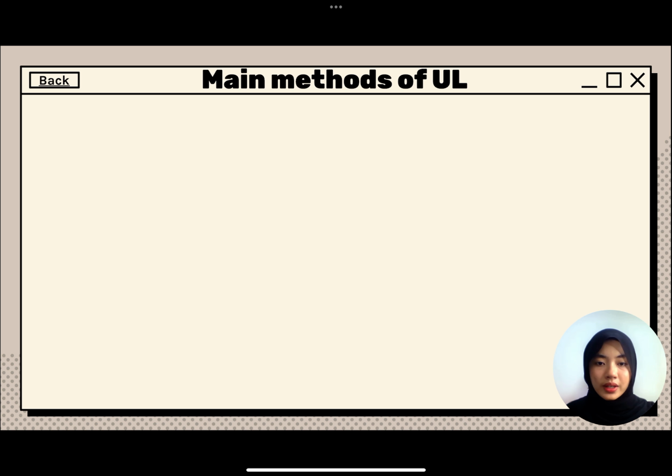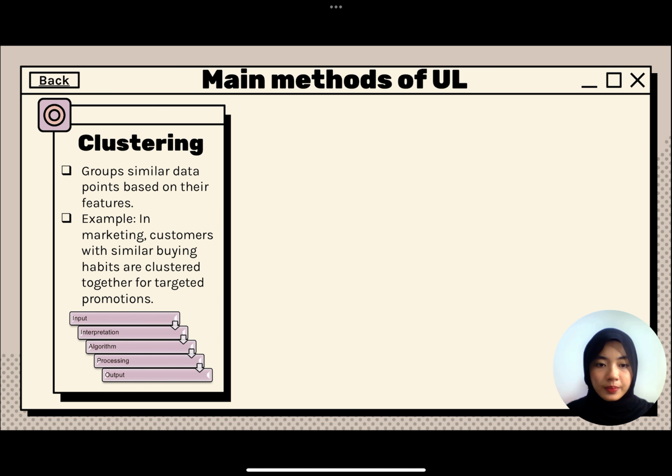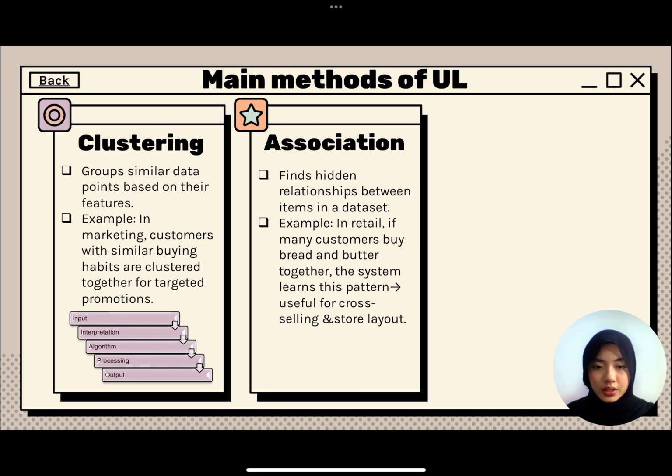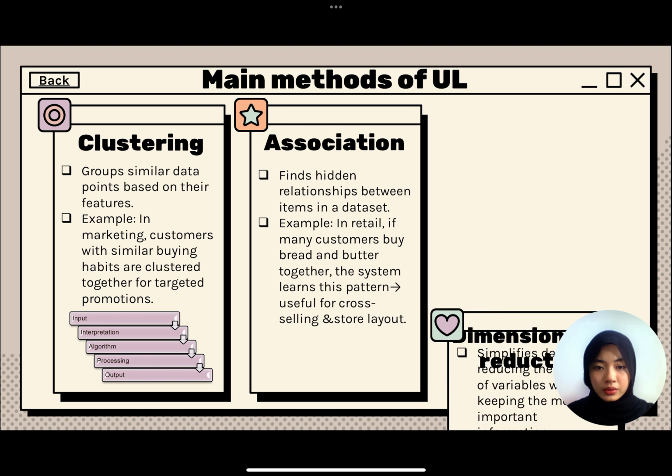Methods of unsupervised learning. There are three main methods. The first one is clustering. Here, the system groups similar data points together. For example, in marketing, customers with similar buying habits can be clustered together for promotions. The second method is association. This one finds hidden relationships between items. For example, in retail, if customers often buy bread and butter together, the system can detect this pattern, so businesses can use it for cross-selling or for planning their store layout.